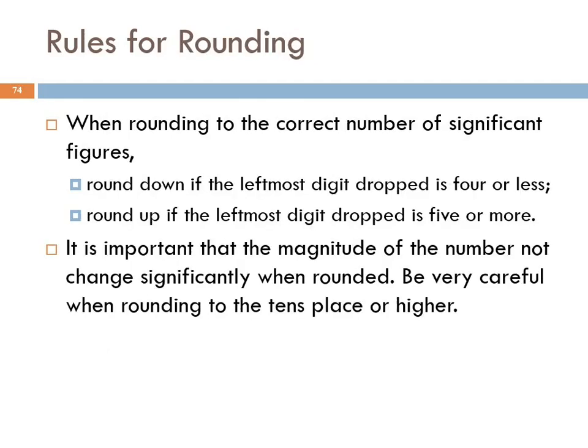What's really important is that the magnitude of the number not change significantly when it's rounded. So if you're rounding to the tens place or higher, you need to be really careful. So what do I mean by that? Let's say my calculator gave me this answer. And I need to round here. That's where the uncertainty is.